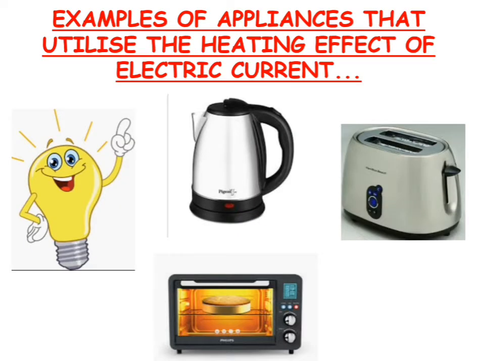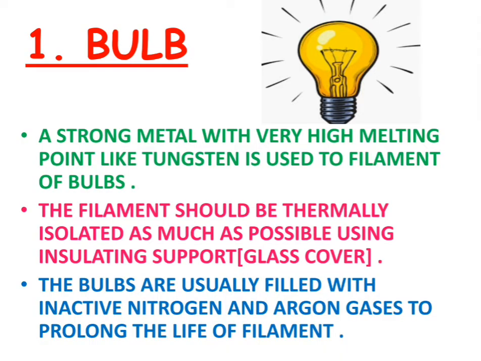Moving ahead, I'm now going to give you some examples of appliances that utilize the heating effect of electric current. The first example is the bulb, then the electric kettle, then the toaster, and then the microwave, etc. Firstly we're going to study the bulb.